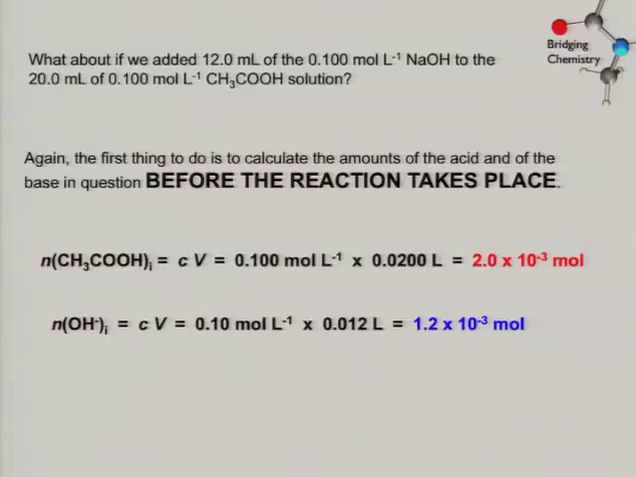Okay. So again, what we're going to do is calculate the amounts of the weak acid and the hydroxide ions before we mix the solutions together, and then we calculate the amounts after the reaction has happened. And so initially we work out these amounts using the amount is equal to the concentration times the volume, like we did before. And so we can work out that the amount of the ethanoic acid is the same as it was before, 2 times 10 to the minus 3 moles. But now the amount of hydroxide is a little bit different. It comes out as being 1.2 times 10 to the minus 3.